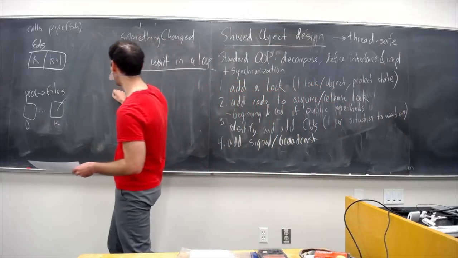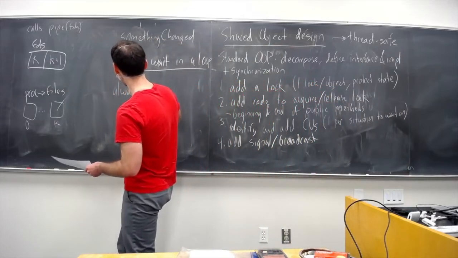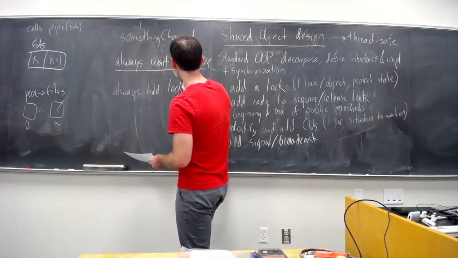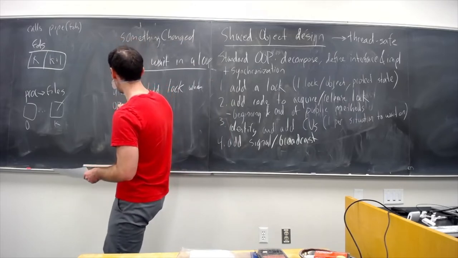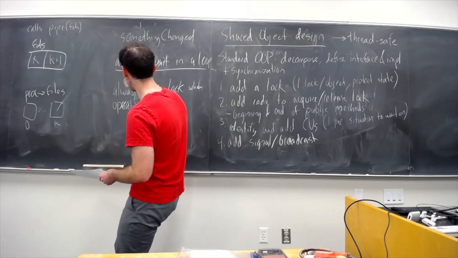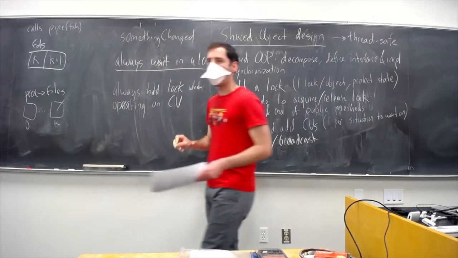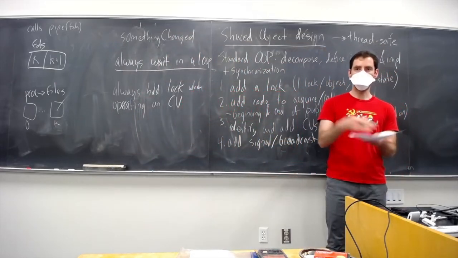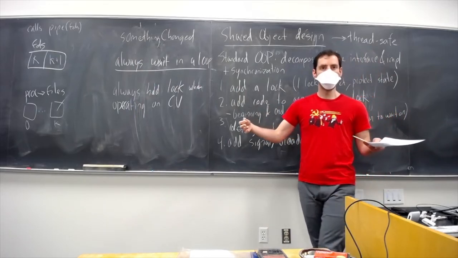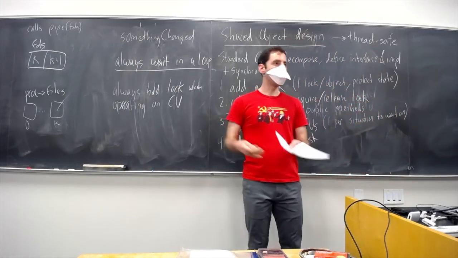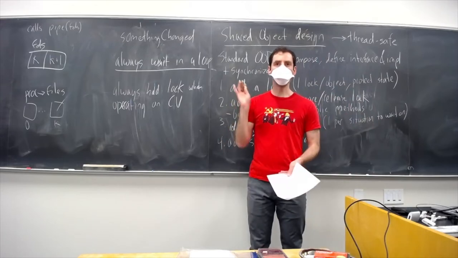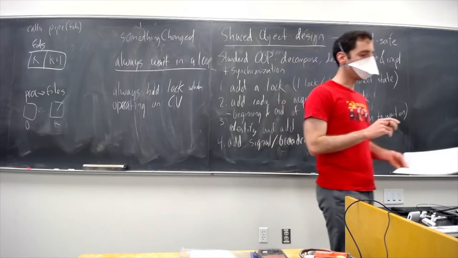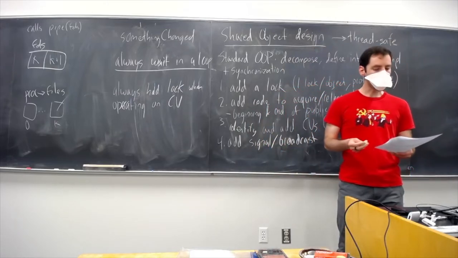Another thing to remember: we always want to hold a lock when operating on a condition variable. Our condition variable has a list of waiting threads. And we know that if we have concurrent inserts in a linked list, we might lose one of those inserts. So we want to protect that condition variable list using a lock.